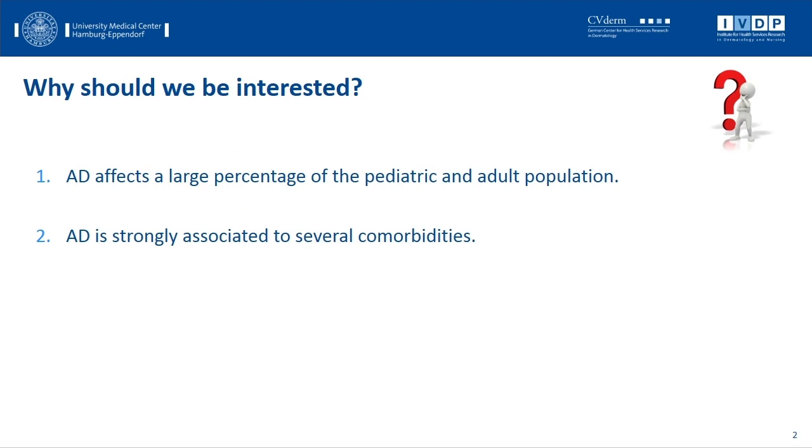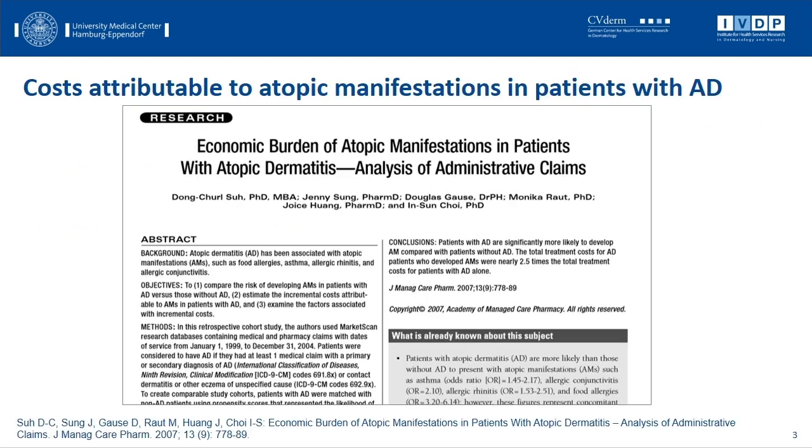First of all, why should we be interested in this issue? Why should you be interested? As we do know, at least from the presentations before me, atopic dermatitis affects a large number of children and adults and is strongly associated with several comorbidities, including atopic manifestations like asthma, allergic rhinitis, and food allergy.